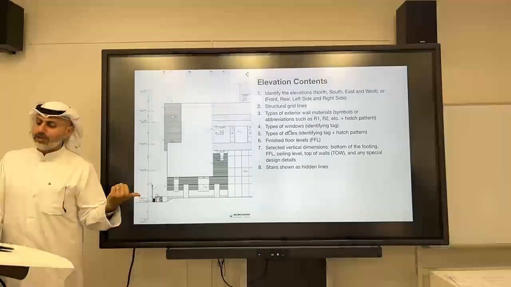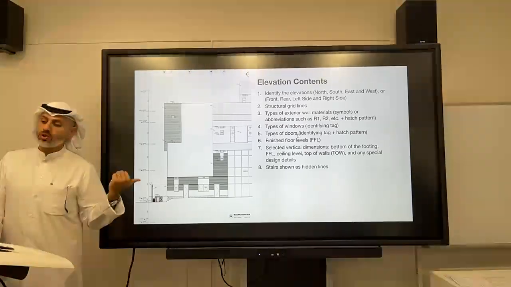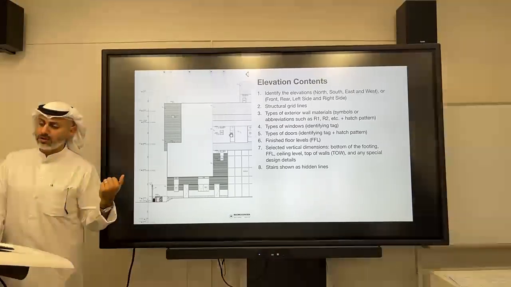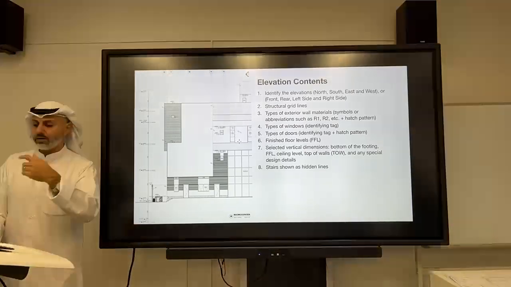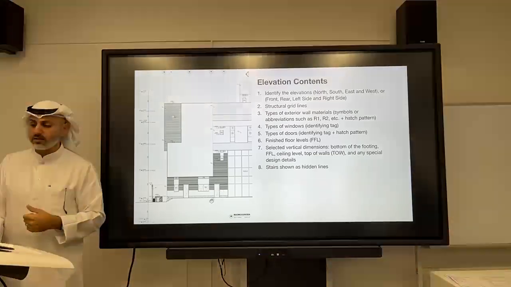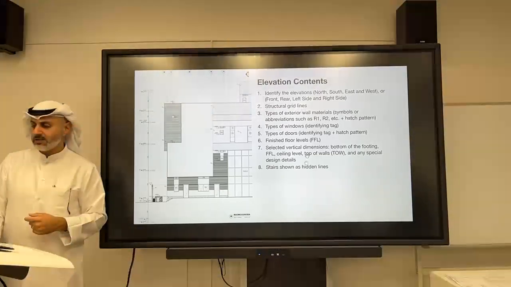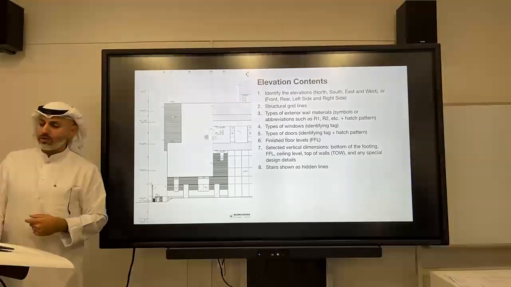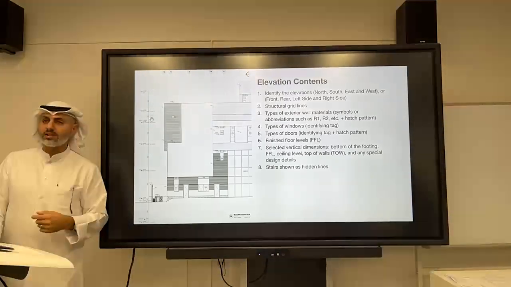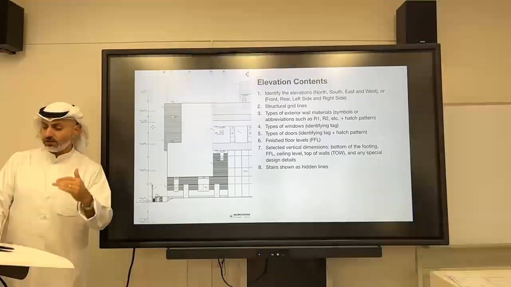Other important features are windows and doors. So when we show the windows and doors, we will show them with a tag. And I'll talk about some of the details, like where you open the door or the window. You'll see it in the coming slides. Also important, we show the FFL, the final finished level, on the sides. So what is the height of the floors.